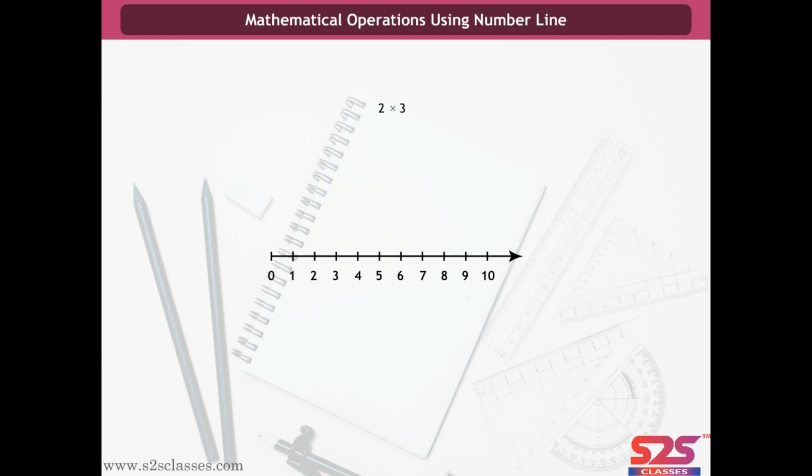Let us now find out the product of 2 and 3. We know that the distance between 0 and 2 is 2 units. Now, as we need to multiply 2 with 3, we move 3 times this distance. We reach 6. So, 2 into 3 is 6.